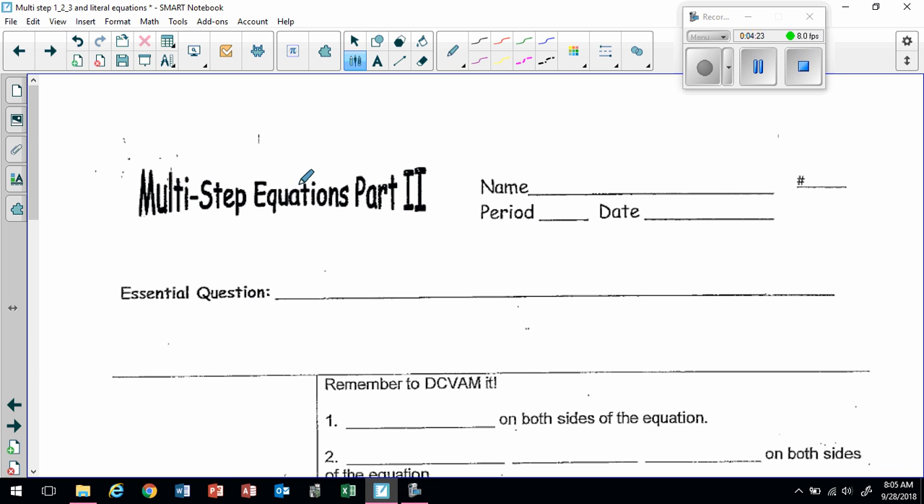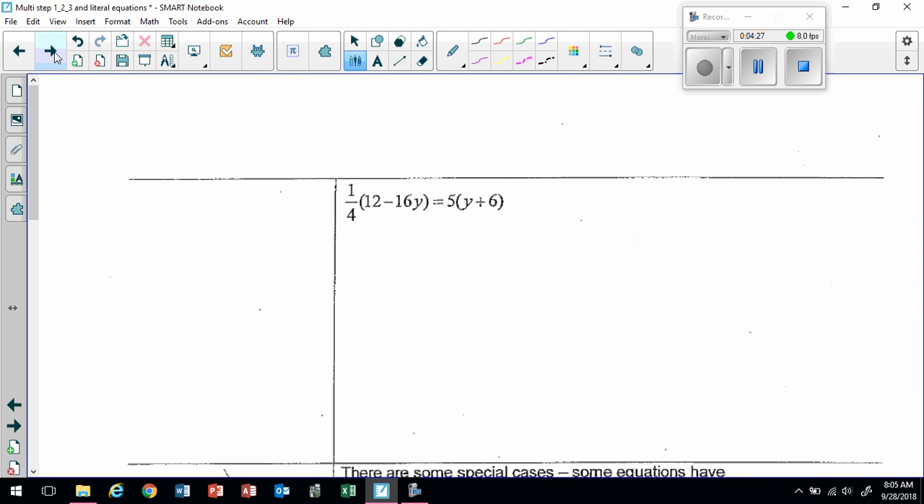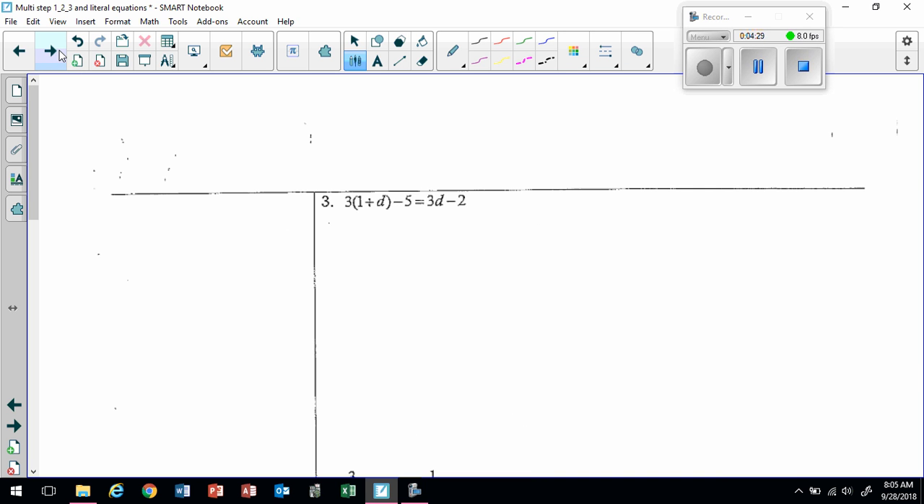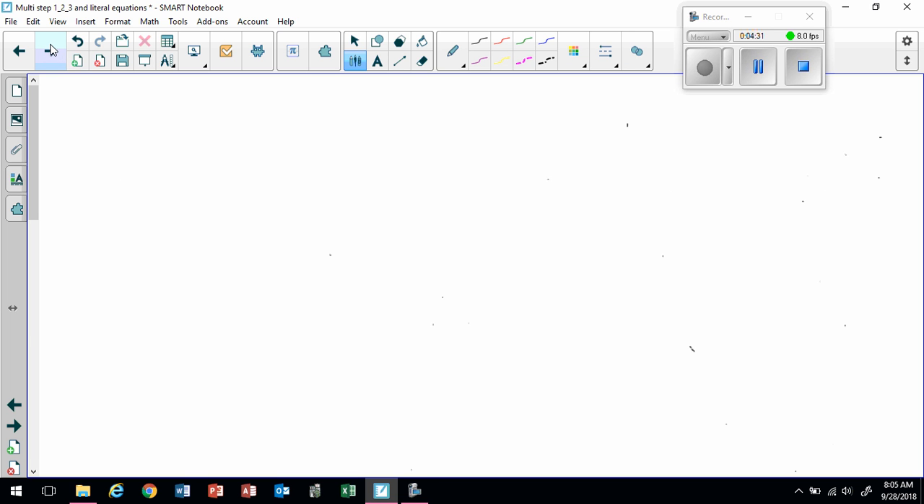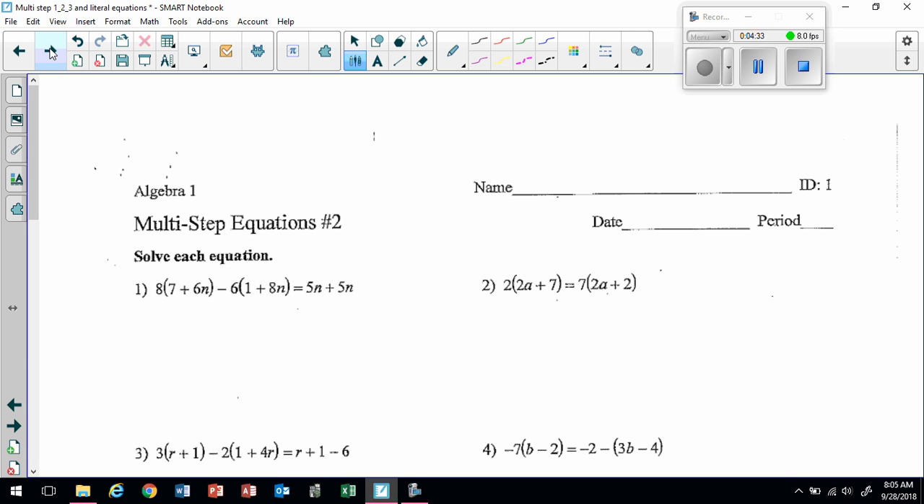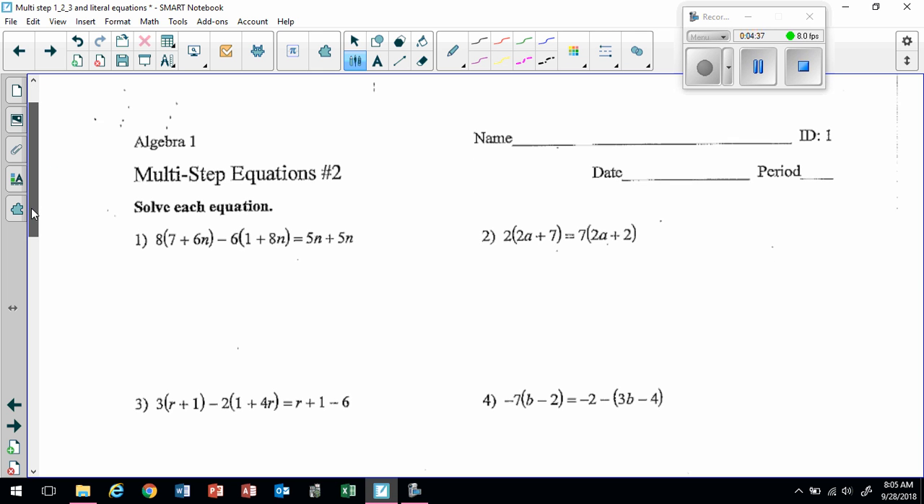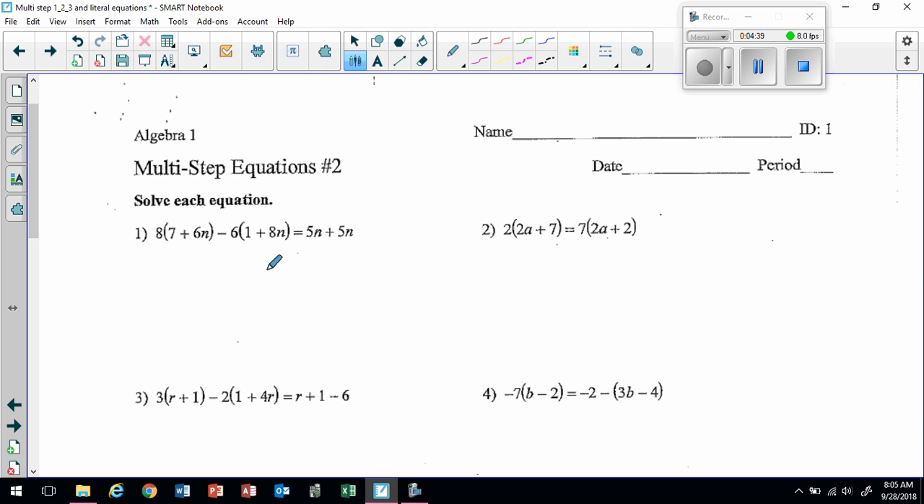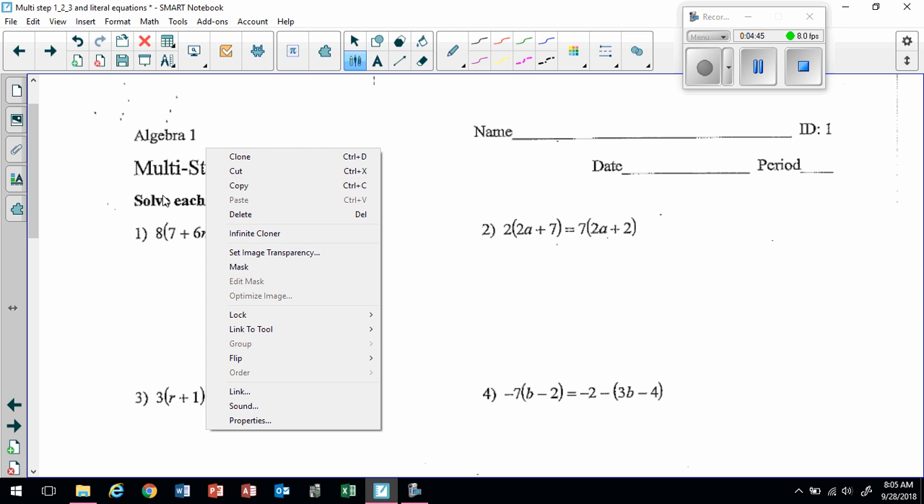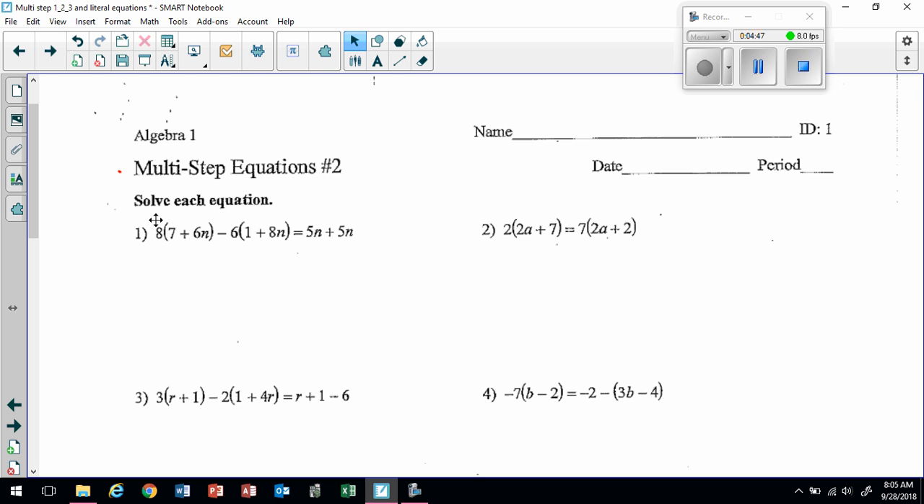Now, multi-step equations part 2. You guys should have filled out these notes. Okay, you guys should have filled out these notes. And now we have multi-step equations part 2. I'm going to do the first 2 for you. The rest you will have to do by yourself. So the first thing we're going to do is we are going to distribute.